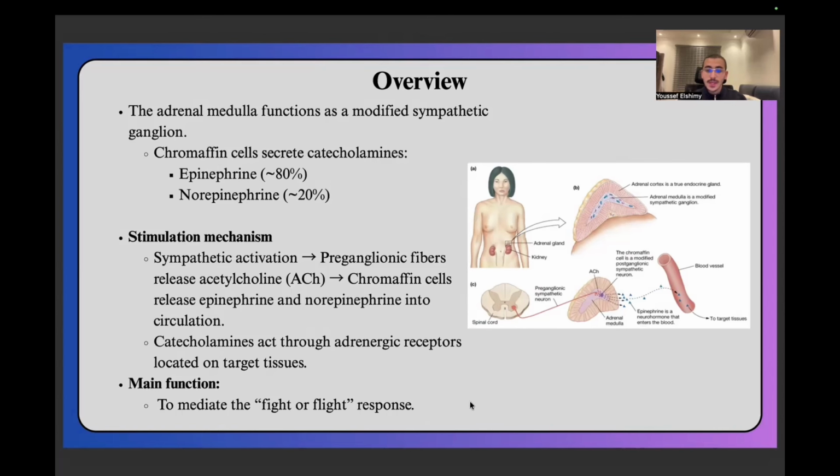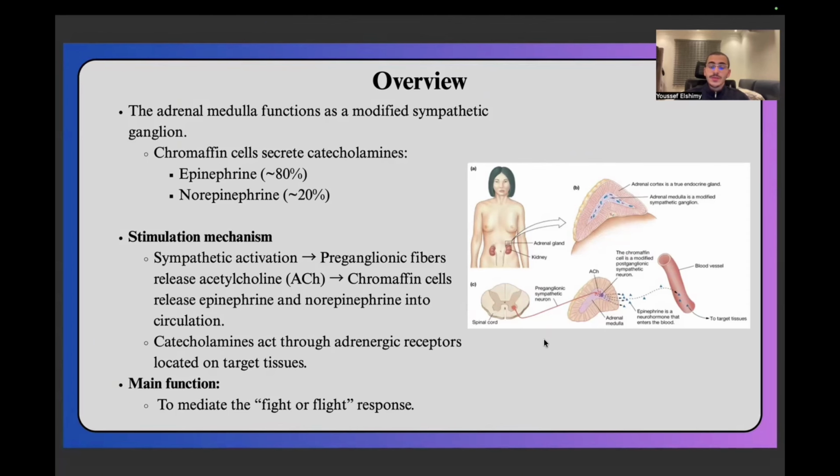So what happens is that you have the sympathetic activation from the spinal cord. The preganglionic sympathetic neurons are going to get activated when there's a fight or flight response. These preganglionic sympathetic neurons are going to release acetylcholine. Okay. This acetylcholine acts on chromaffin cells, and these chromaffin cells are postganglionic modified sympathetic fibers. These chromaffin cells will release catecholamines, and these catecholamines, norepinephrine and epinephrine, are going to act on adrenergic receptors.